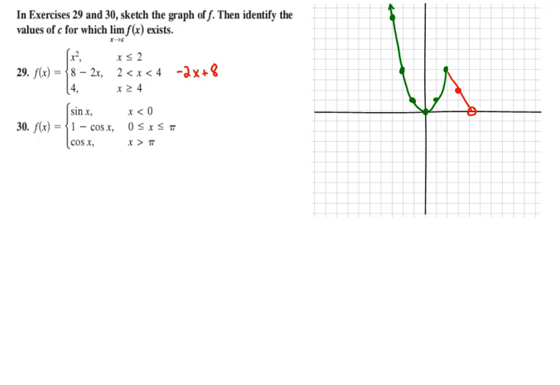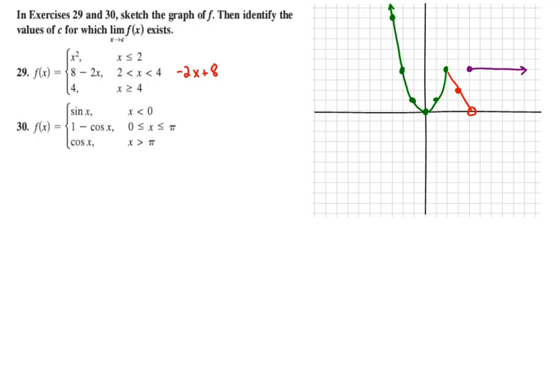Now from x equals 4 and onward, the graph should just look like y equals 4, which is just a horizontal line. And so we draw that in. And that's what the graph of this piecewise function should look like. It has that piece of the parabola, then it has a straight line piece, a linear function, which is sort of diagonal there, sloping down. Then we have this line that has a slope of 0 from x equals 4 and onward.